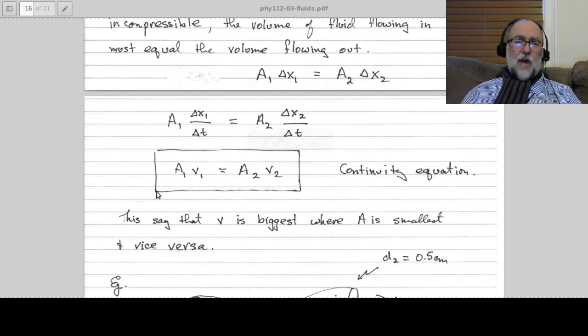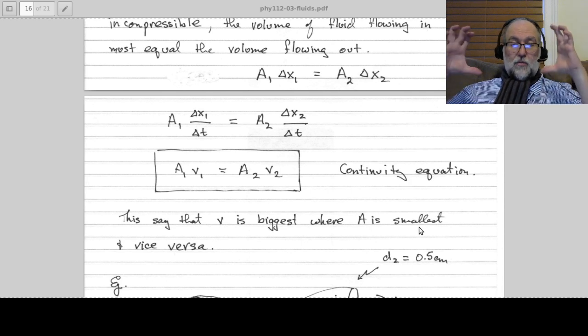I did want to derive it for you because if I just throw it at you, you may go, I don't know, why is that true? It's true because the volume of the fluid going in has to equal the volume of the fluid going out in the same amount of time. And so when you divide both sides by the time, you're going to get velocities there. And intuitively, what does this mean? It basically says that the velocity is biggest wherever the cross-sectional area is smallest.